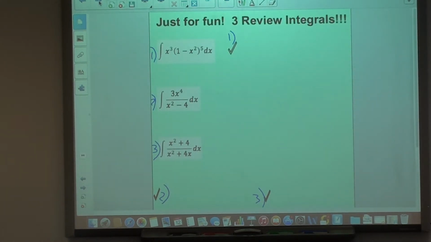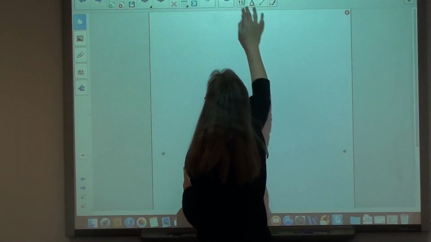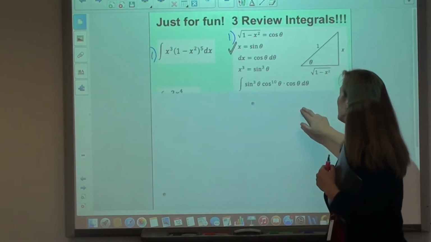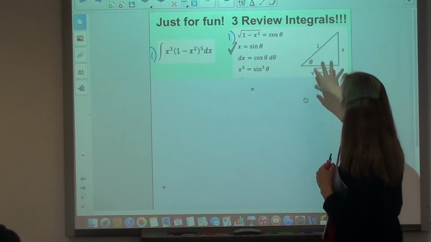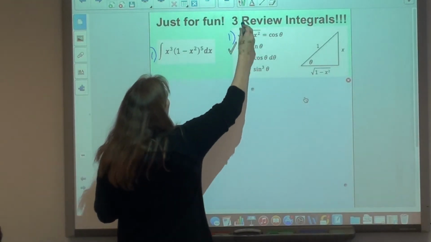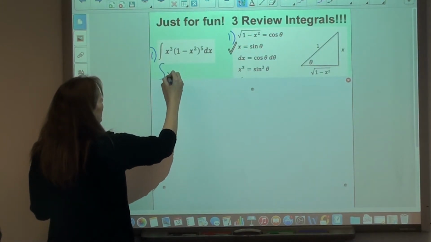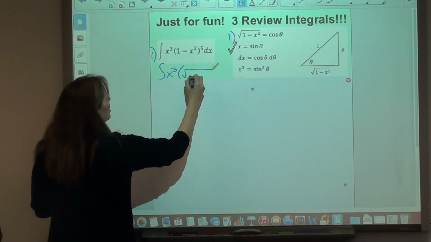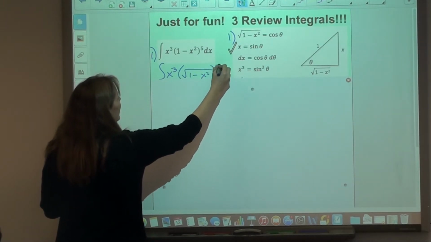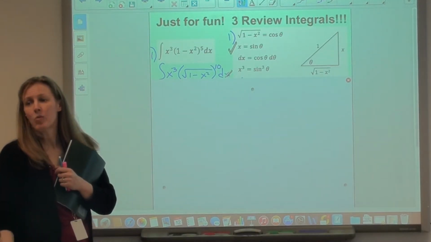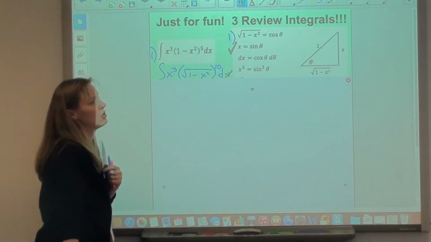There's one other method that we have learned. Could you make it the square root of 1 minus x squared to the 10? Yes, that's what I did with the triangle. I rewrote this as the integral of x cubed times the square root of 1 minus x squared to the 10th, because 5 is really the same thing as 10 halves. Once you have a square root of a quadratic, you can do a trig sub.